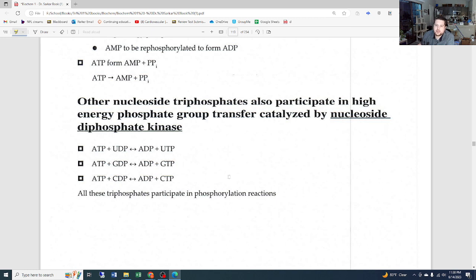Other nucleoside triphosphates also participate in high-energy phosphate group transfer catalyzed by nucleoside diphosphate kinase. We'll get even deeper into a lot of this, like the UDP, GDP, CDP, later on. Mostly we will only talk about ATP and GTP, the 2 that you'll see mentioned. UTP and CTP we don't really get into at all. But all of these have the same function of storing energy and releasing it in different parts of the body. We'll only really focus on ATP and then a touch on GTP.